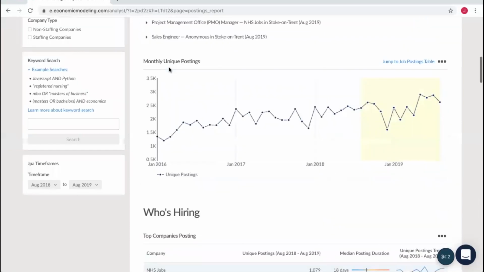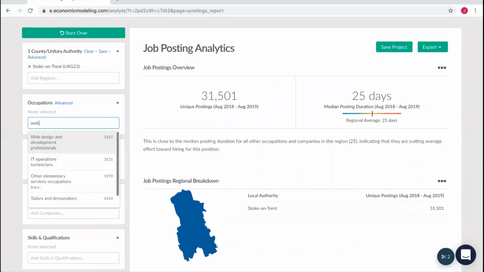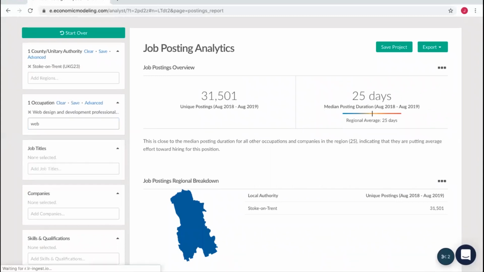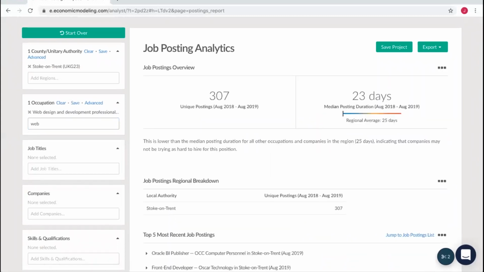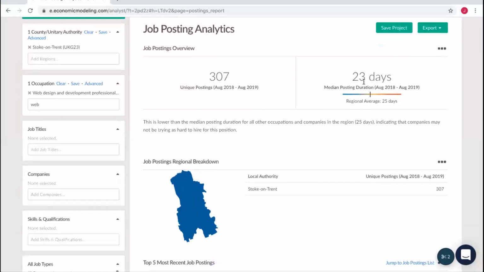So what I'm going to do now is just filter this report to show you a very specific example. I'm just going to look at web design and development professionals. So this is very specific. We've gone from really headline view down to something at a 4-digit SOC code level. And that's web development. So 307 jobs advertised in the last year for web development occupations.